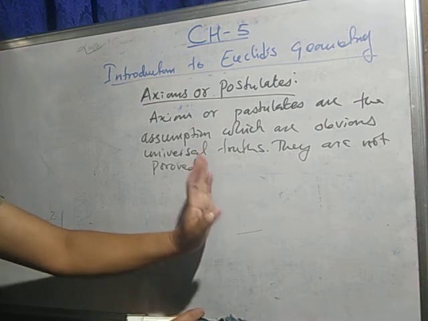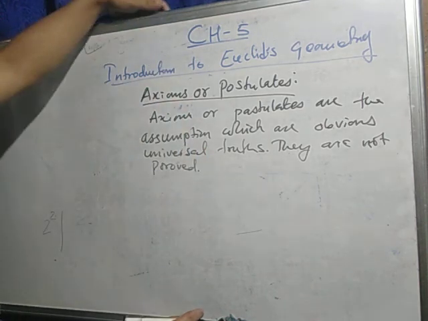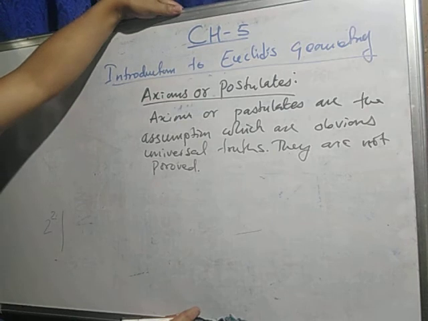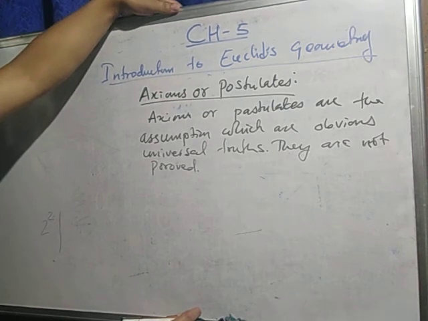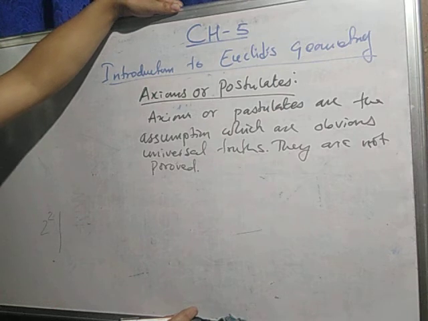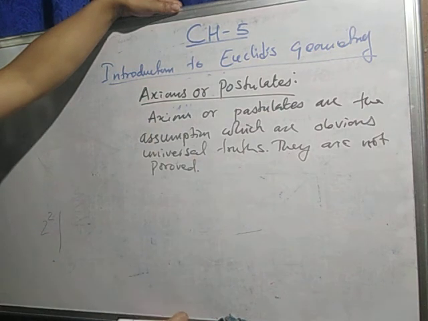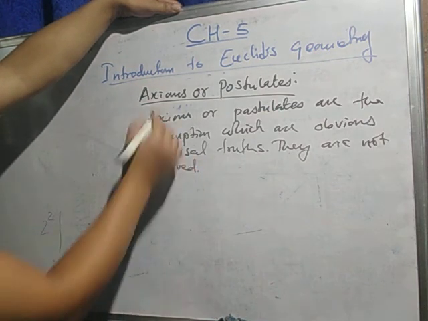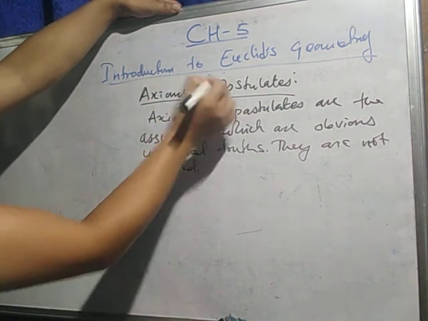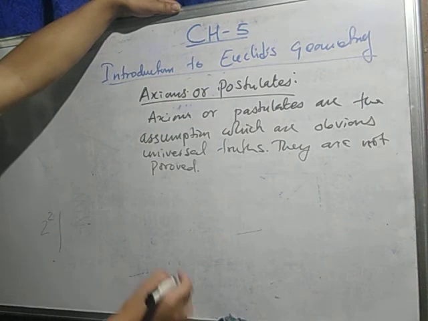One example: can you prove that the sun rises from the east? It's a fact, isn't it? The sun always rises from the east and sets in the west. So this is a fact also. Now what is the difference between axiom and postulate? Write down.